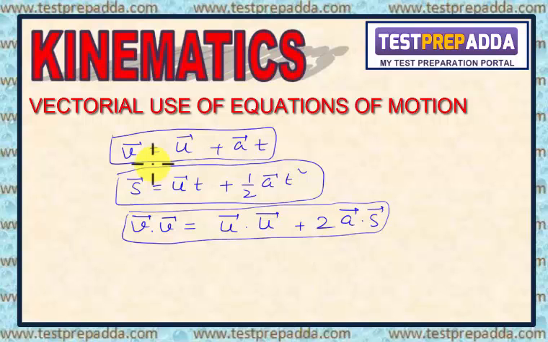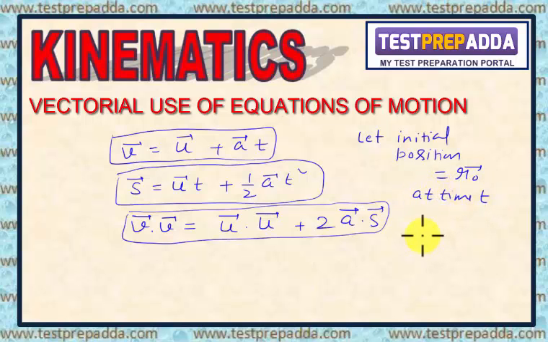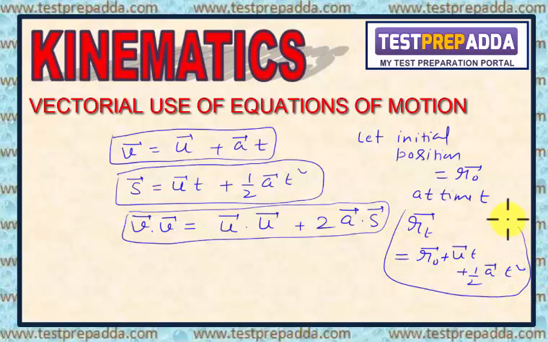Okay, now if the initial position vector of the particle is r naught, then at time t, the position vector can be written as r naught plus u vector t plus half a vector t square. It's very easy to define because the displacement vector is what? The displacement vector is the position vector at time t minus the initial position vector. Got it?